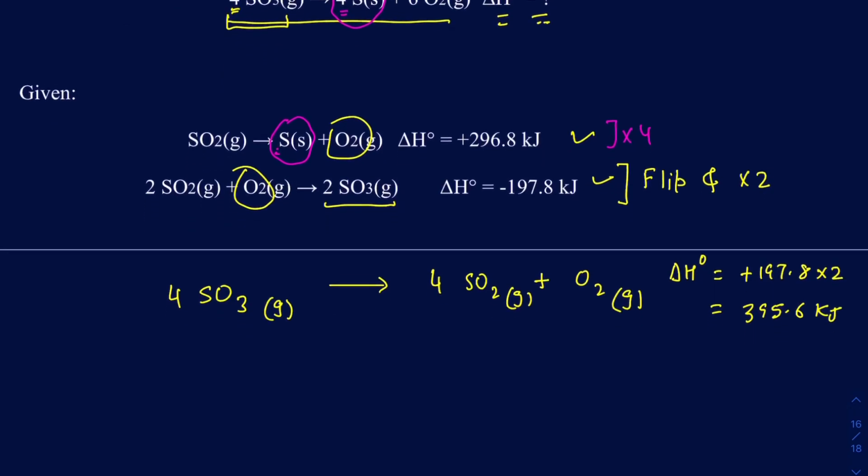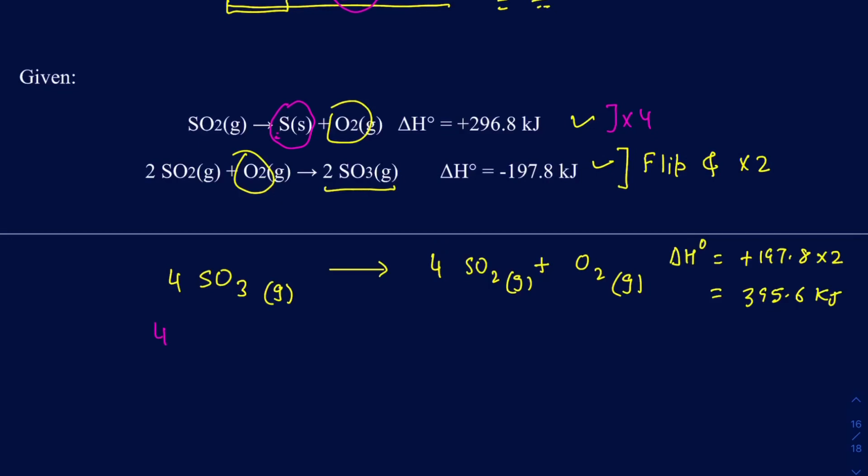So when I go ahead and multiply that reaction by 4, it becomes 4 SO2 gas, and that's going to break into 4 S solid, and then 4 O2 gas. And then we're not flipping it, all we're really doing is just multiplying by 4, so I'm going to have 296.8 times 4. So your new delta H for that reaction is 296.8 times 4, which is 1187.2 kilojoules. Okay, now all I really got to do is just add those two reactions up and see what I get.